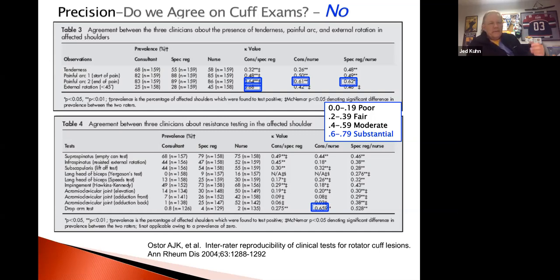That's in England, so they have different names for these things, but different levels of experience. And they did tenderness, painful arc, external rotation. And when you look at their agreement for most of the tests that they did, the agreement was not very good, except for the drop arm test and external rotation weakness. Other than that, not very good agreement when we do these physical exam tests. Next slide.